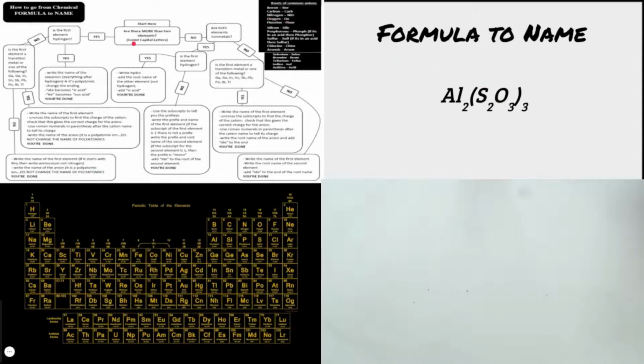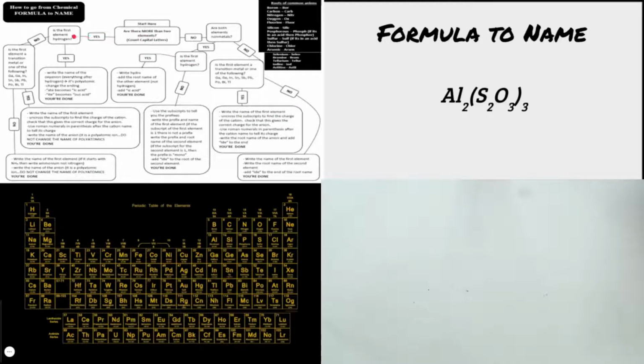All right. Are there more than 2 elements? Yes. 1, 2, 3 capital letters. So definitely yes. Now, anytime you answer yes to this first question, that means you're dealing with a polyatomic ion. So you're going to want to have your polyatomic ion list available to you.